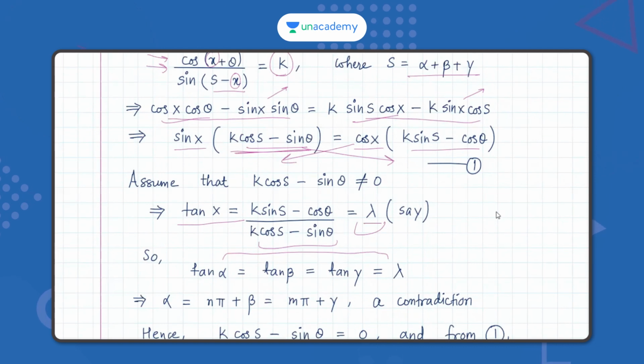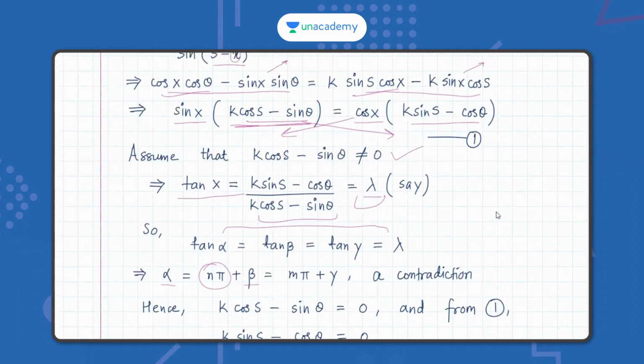So this would imply alpha is equal to n pi plus beta, which is equal to m pi plus gamma, which is a contradiction, because in this case alpha and beta would differ by an integral multiple of pi, which is given in the question not to be the case. So that's the contradiction, because alpha, beta, beta, gamma, gamma, alpha cannot differ by an integral multiple of pi. So our initial assumption must have been wrong. When we assumed that this was non-zero, this must have been wrong. So it must have been equal to 0.